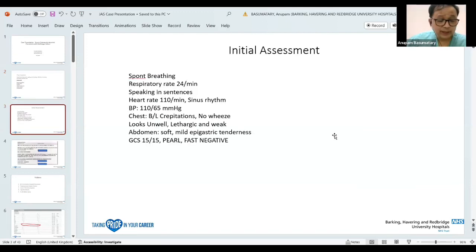So when he came to resus, he was immediately assessed, having spontaneous breathing, tachycardia, tachypnea. He's speaking in sentences, maintaining haemodynamics, heart rate of 110, blood pressure of 110/65. There were audible crepitations in both sides of the chest, but no wheeze. And by the end of the bedside assessment, he was looking very unwell, lethargic, and weak. He had some mild epigastric tenderness, but he was still maintaining his GCS 15/15.